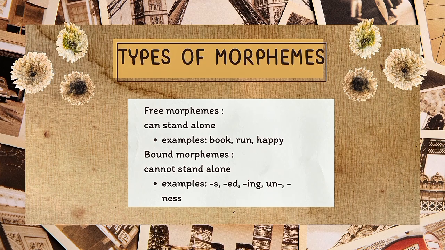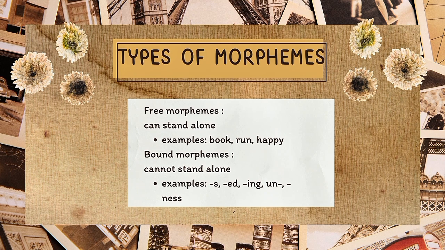Next, there are types of morphemes. There are two main types of morphemes: free morphemes and bound morphemes. Free morphemes are morphemes that can stand alone as a word. They already have meaning by themselves and do not need other morphemes. Examples of free morphemes include book, cat, round, and happy. These words can be used independently in sentences.